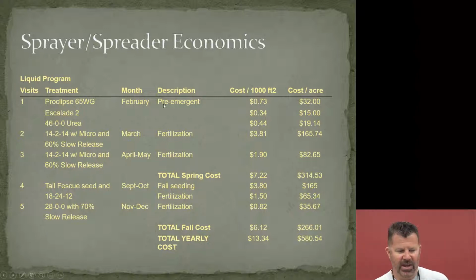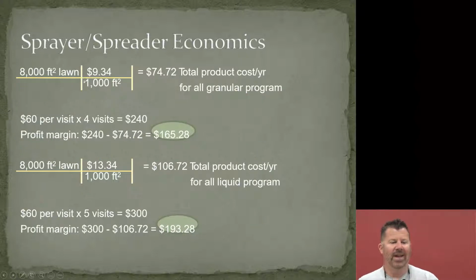Now, here's a liquid program. You got an extra treatment in there, but they're actually doing an 18-24-12 there in the fall. Everything else is a little bit different than the dry formulations, but you look at the total fall cost, $266, total yearly cost, $580.54. You know, costing a little bit more. But let's look at our 8,000 square foot lawn, doing it granular or doing a liquid application.